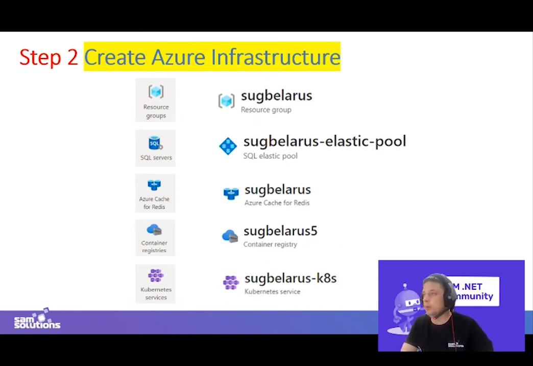Then you need to create a resource group. In the resource group, you need to create a SQL server. In the SQL server, you need to put an Elastic Pool. Then we also need Azure Cache for Redis for Sitecore, for instance, and a container registry. It's private Azure container storage for the images that we're going to deliver, and also the Kubernetes service, called AKS. It's a cluster that we need to spin up.